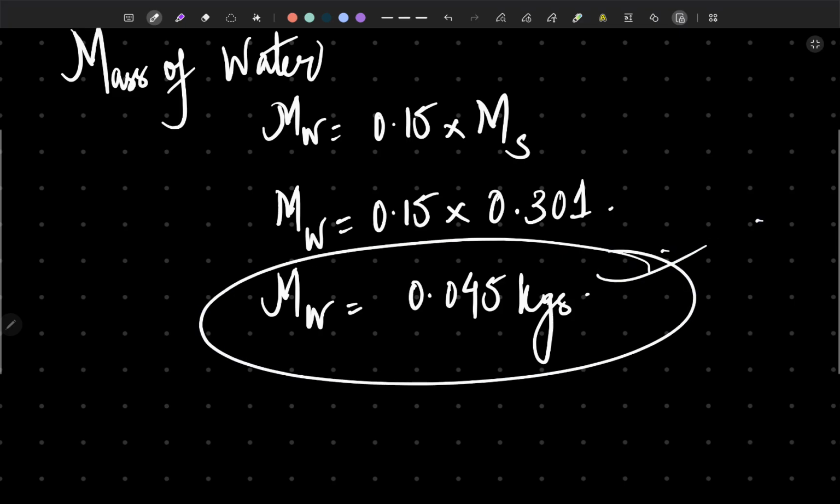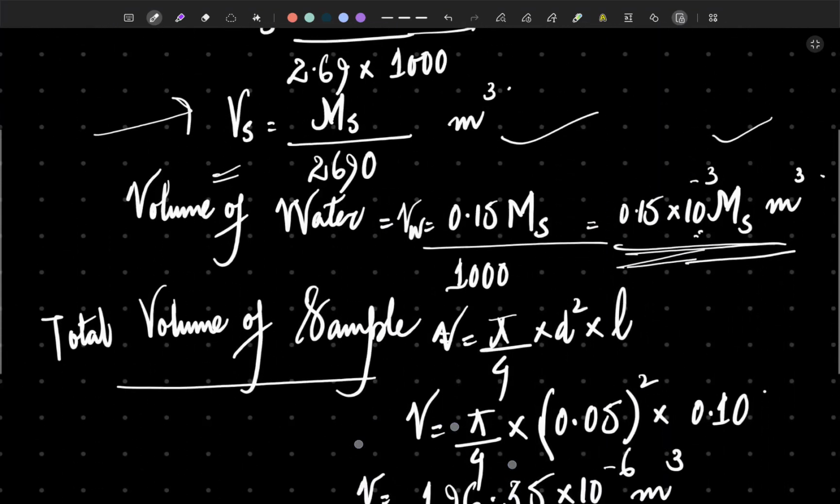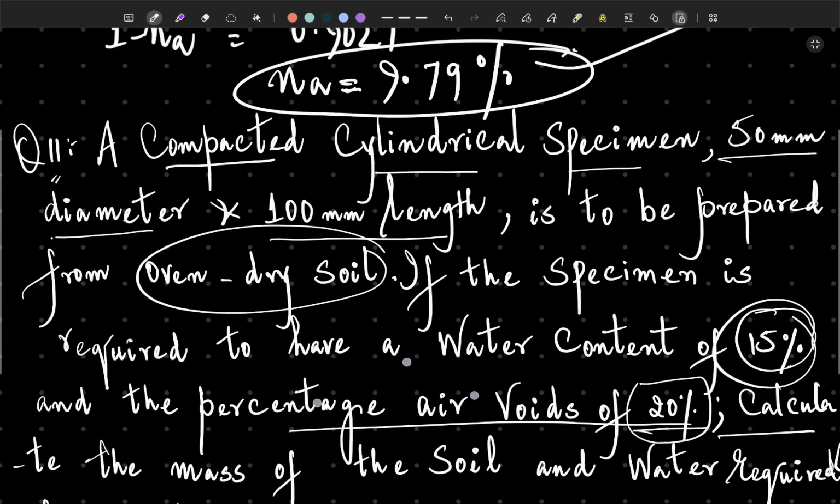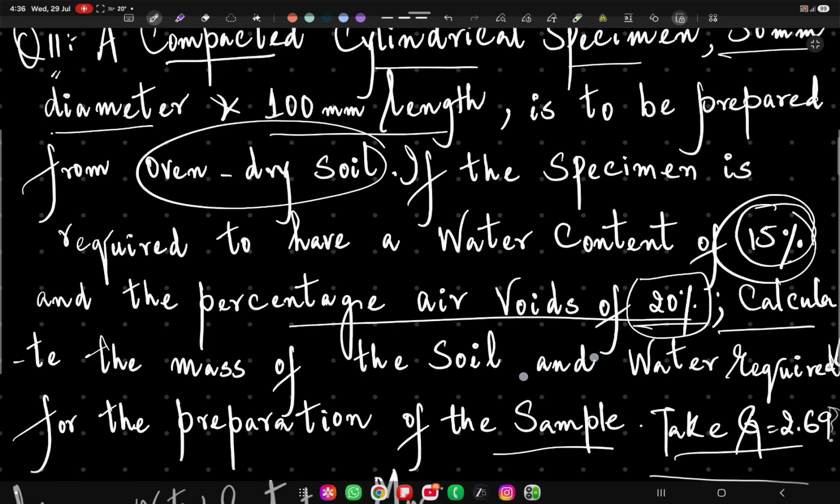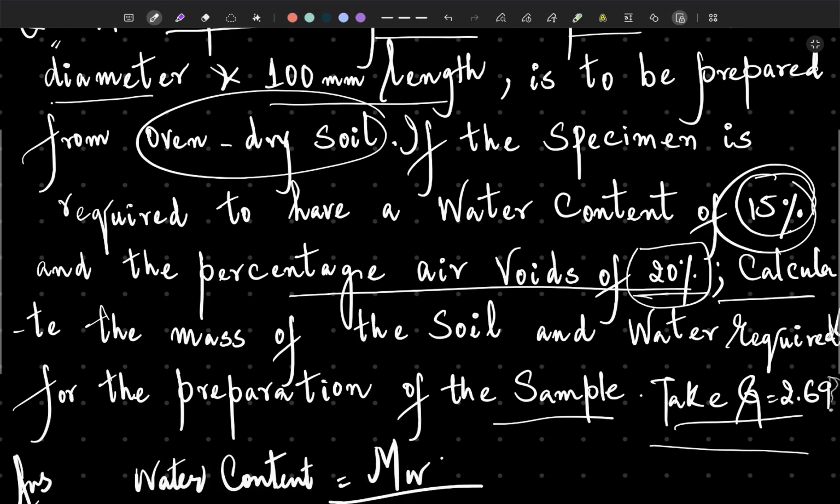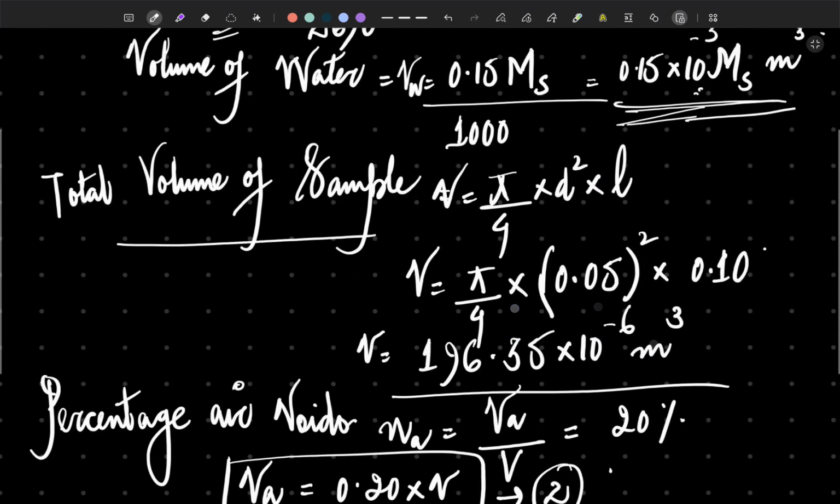So this is how we solved this question, wherein we were given certain data with regard to a compacted cylindrical specimen which had certain dimensions, and it was to be prepared from oven dry soil. We already had certain parameters, such as water content, which was 15%, and the percentage air voids, which is 20%, and we go on calculating the mass of the soil and the water required for the preparation of this sample. All right, so let's move on to the next one.